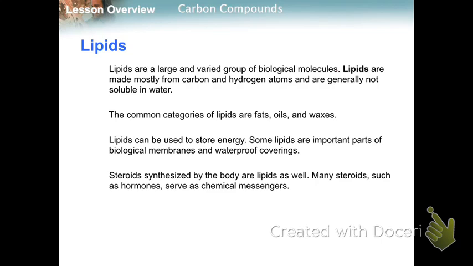On to lipids. Lipid is the fancy word for fat. So they're made of carbon and hydrogen atoms, and they are not soluble. They don't dissolve in water. The categories of lipids are fats, oils, and waxes, and they are used for energy storage. We also talked about how they're part of the cell membrane. We have the phospholipid bilayer, the cell membrane, and waterproof coverings as well. Steroids synthesized by the body are lipids. Some examples of steroids are hormones.